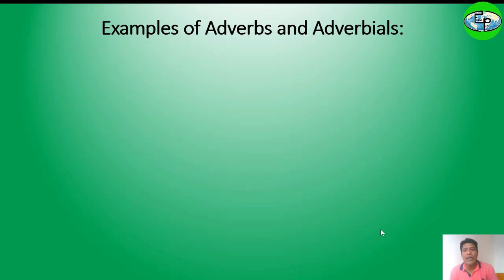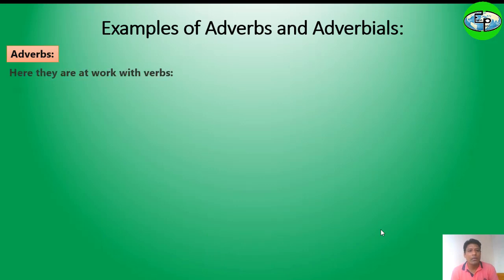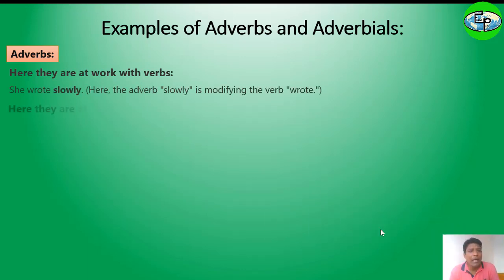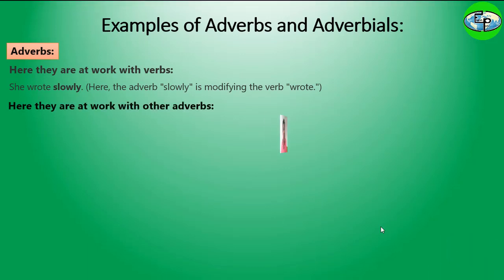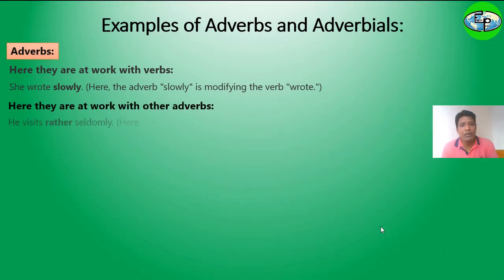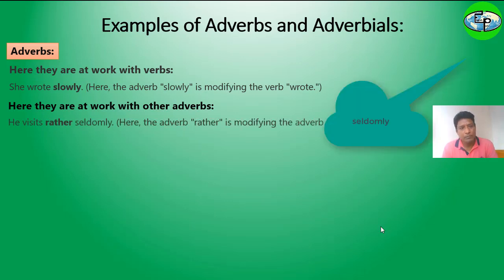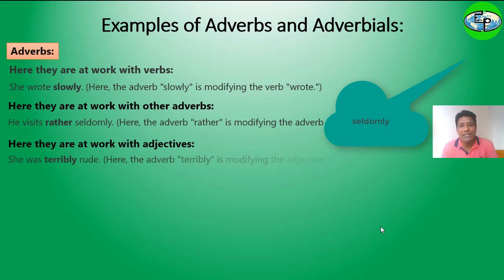Examples of adverbs and adverbials. Adverbs. Here they are at work with verbs. She wrote slowly. Here the adverb slowly is modifying the verb wrote. Here they are at work with other adverbs. He visits rather seldom. Here the adverb rather is modifying the adverb seldom. Here they are at work with adjectives. She was terribly rude. Here the adverb terribly is modifying the adjective rude.